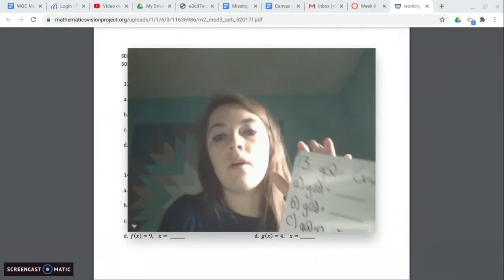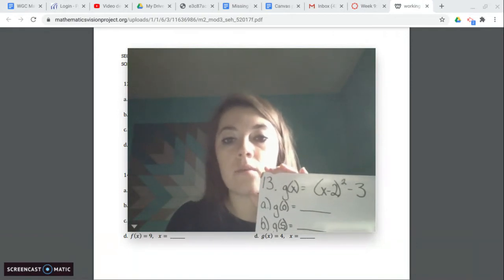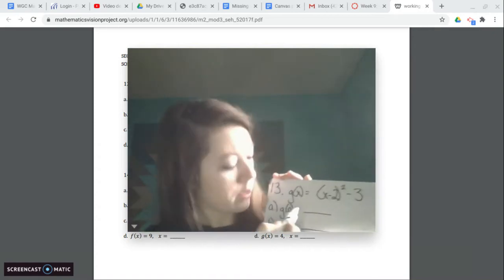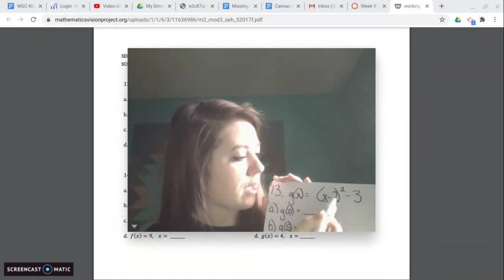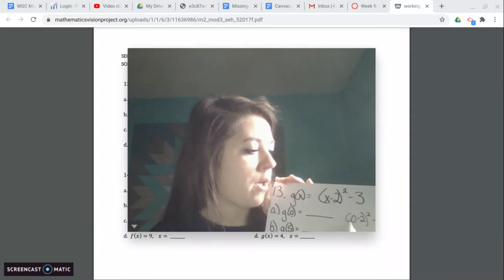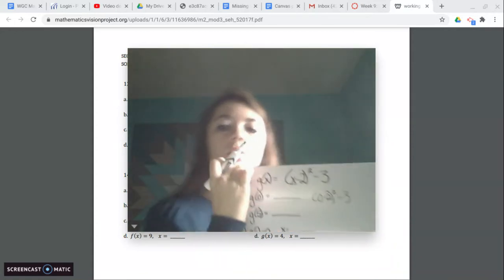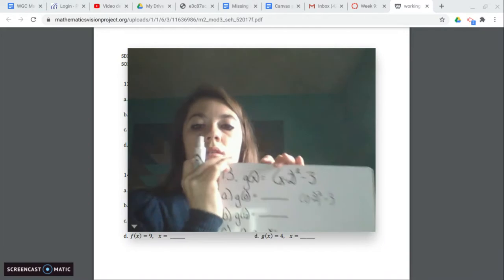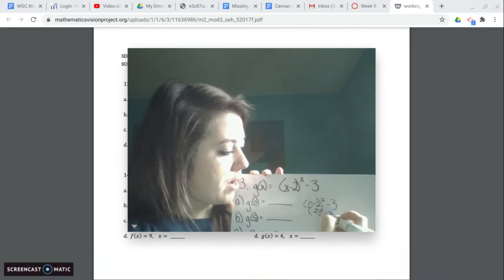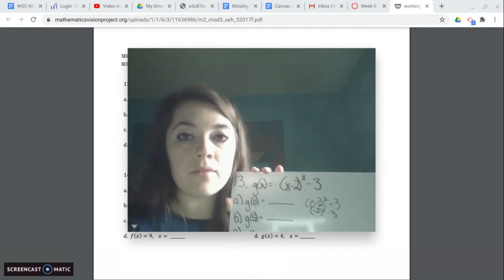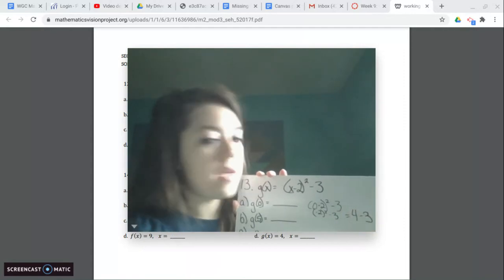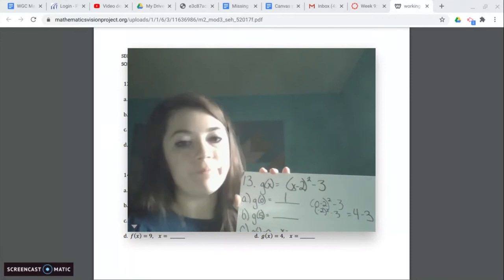Okay, so for part A, once again, we're taking g of 0. So we're plugging in 0 for the x. So the 0 goes in for the x. So we're going to have (0 minus 2) squared minus 3. Well, 0 minus 2, sorry, you guys can't see that. 0 minus 2 is negative 2. So we have negative 2 squared minus 3. Negative 2 squared, so negative 2 times negative 2 is 4, minus 3, which is 1.